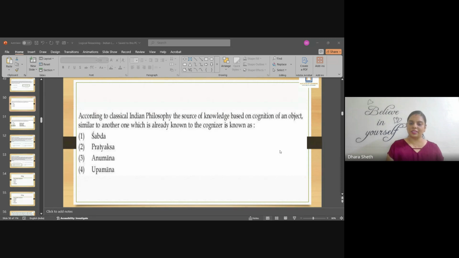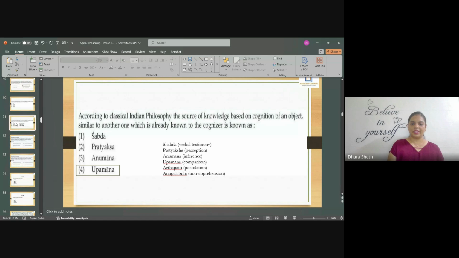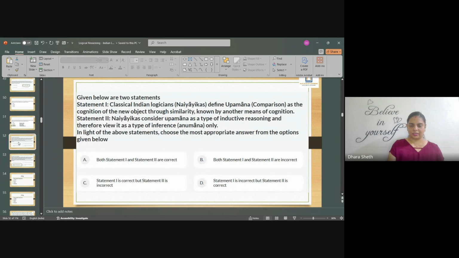Anuman is inference. I was harping on that cognition to explain the meaning of the word cognition and cognizer. Cognizer is the one who recognizes. The focus here should be on similar to another one. So you should not get confused when they use words like this, cognition and cognizer. Okay. Next.